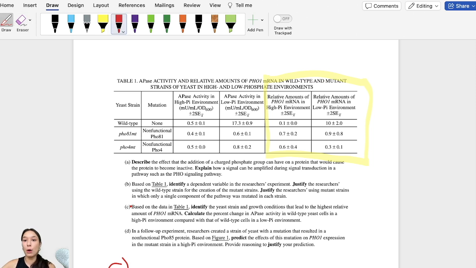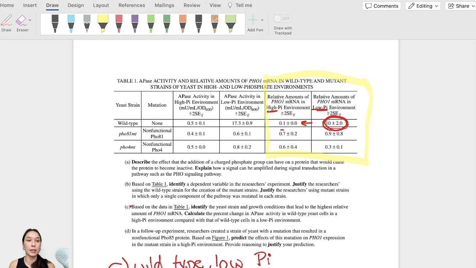So within here, we're just going to look for which one has the highest amount. 0.1, 0.7, 0.6, 0.3, 0.9, and then this one's 10. So this is the highest number out of all of these. They're asking you what the strain is and what the condition is. The strain for this one is the wild type. And what's the condition? Low PI. Right? Because we're looking at high phosphate versus low phosphate. Our low phosphate environment for our wild type is going to give us our highest expression.